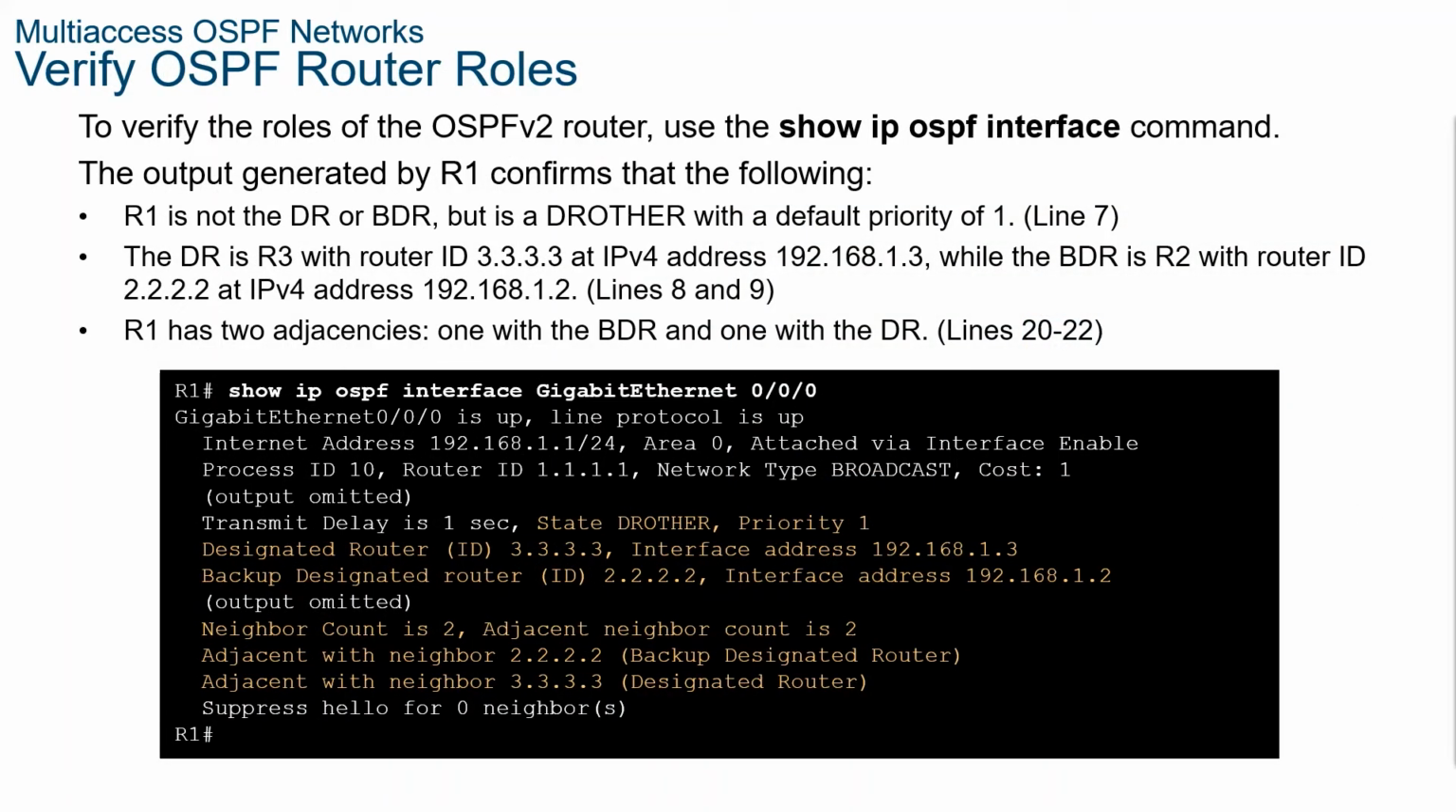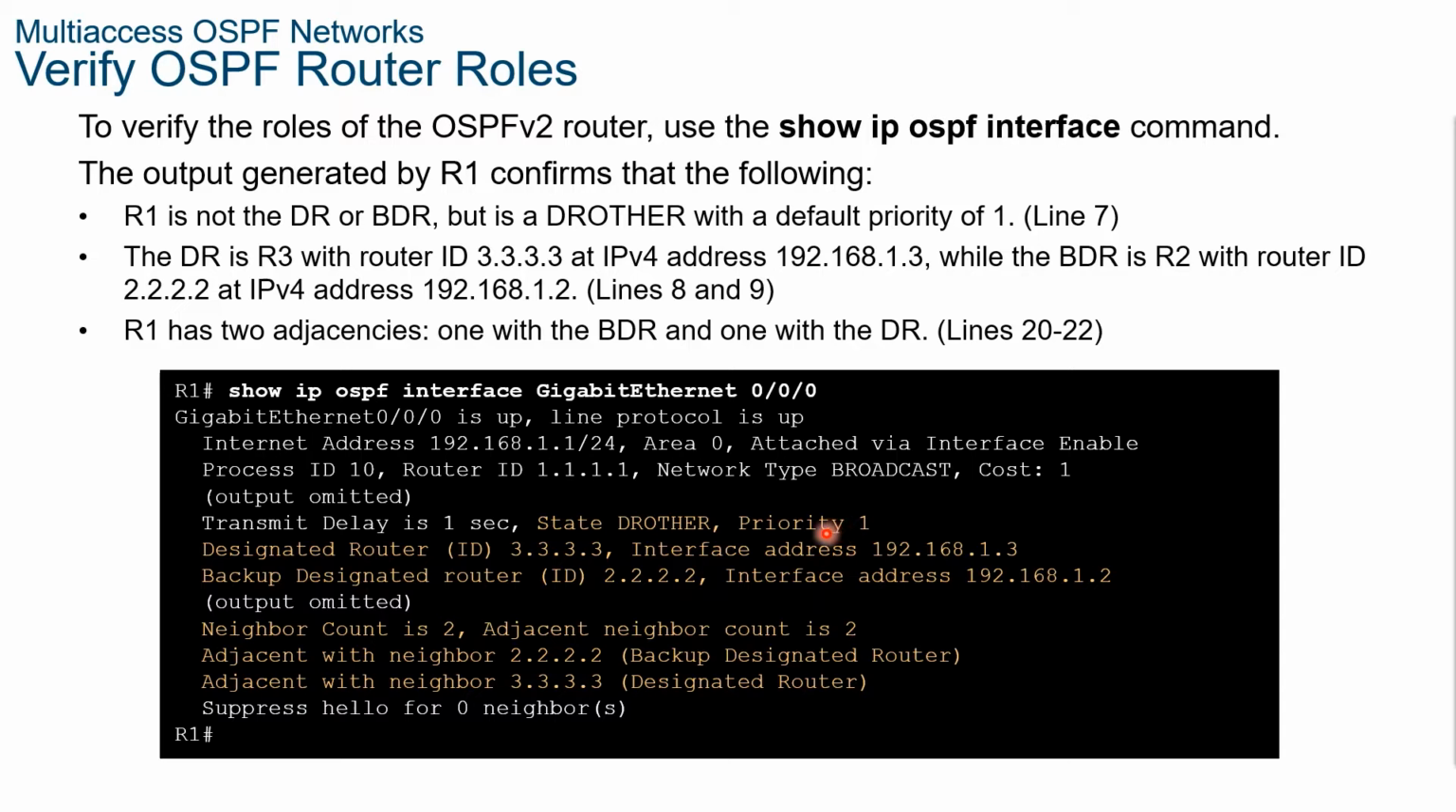How do we verify OSPF router roles? To verify the roles of the OSPFv2 router, we use the command show ip ospf interface. For instance, we have here R1, which is the DROTHER. From the previous slide, R1 was a DROTHER. The output generated by R1 confirms the following. First, R1 is not the DR or BDR, but it is a DROTHER with a default priority of 1. Take note: state DROTHER, priority 1.